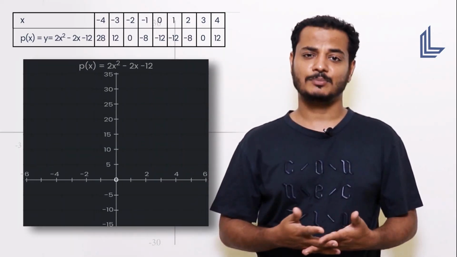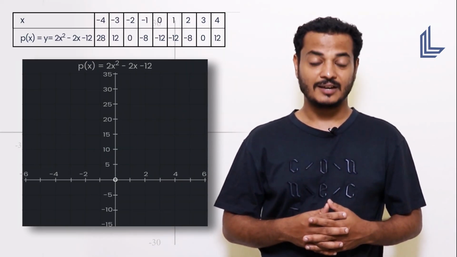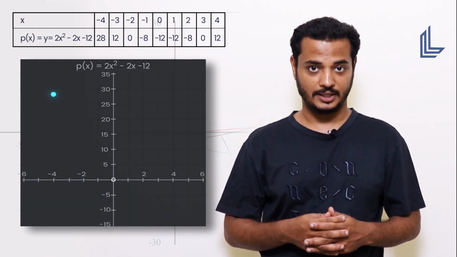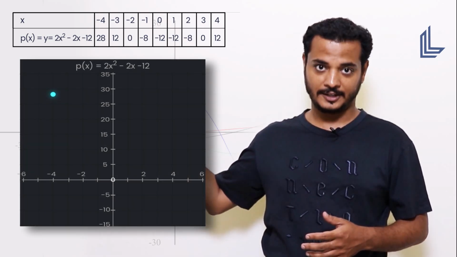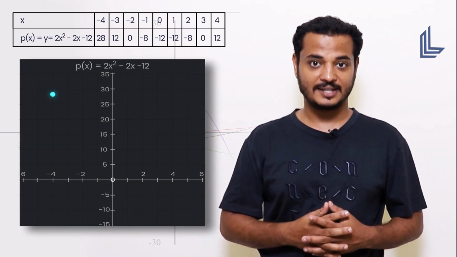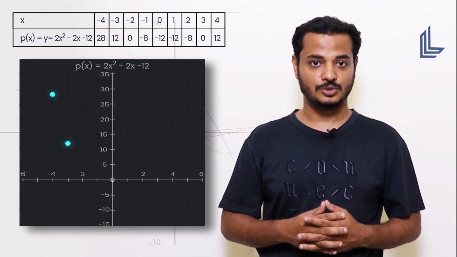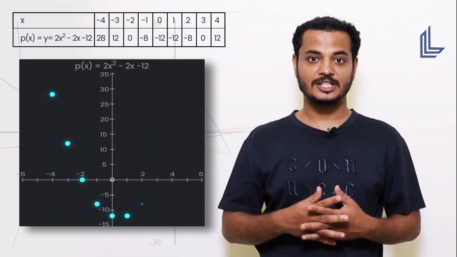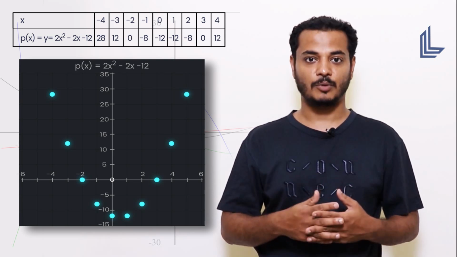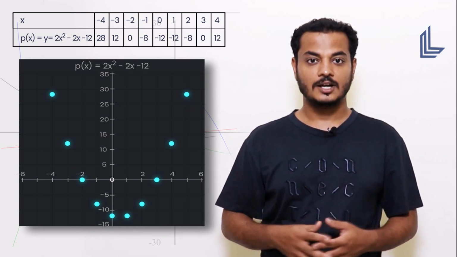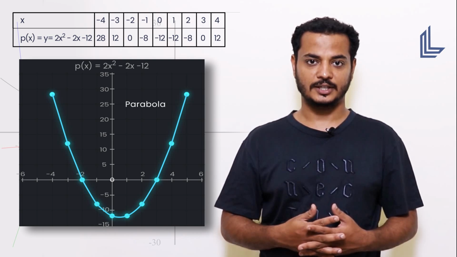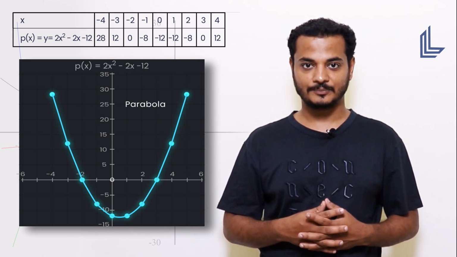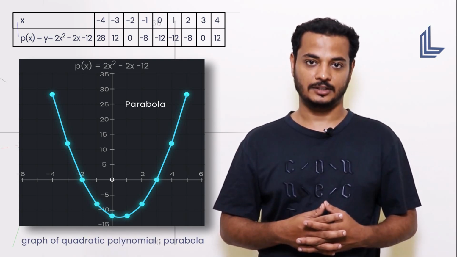As usual, let's plot these points one by one. When x equals minus 4, the value of y is 28. So the point is here. When x is minus 3, the value of y is 12 and that point is here. Let's continue this process till we plot all the points in the table. After plotting all these points on the graph, let's connect these together. So what do we get? We get a U-shaped curve.